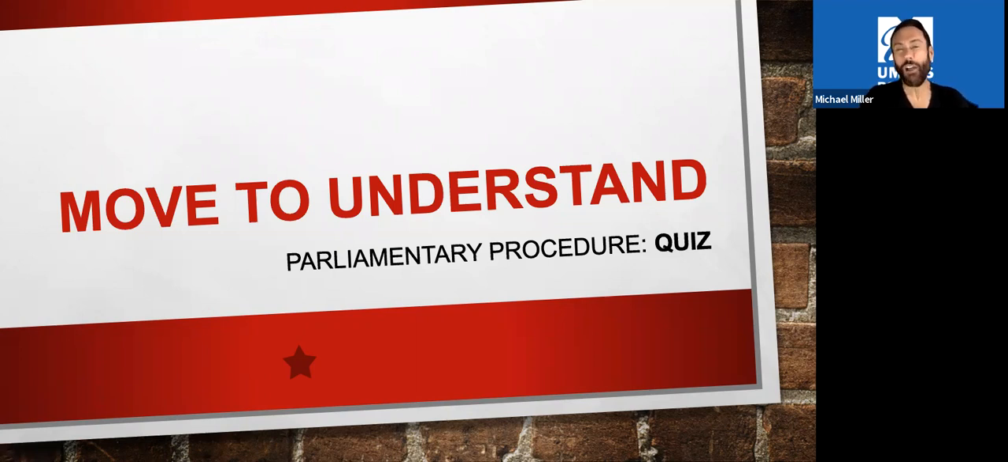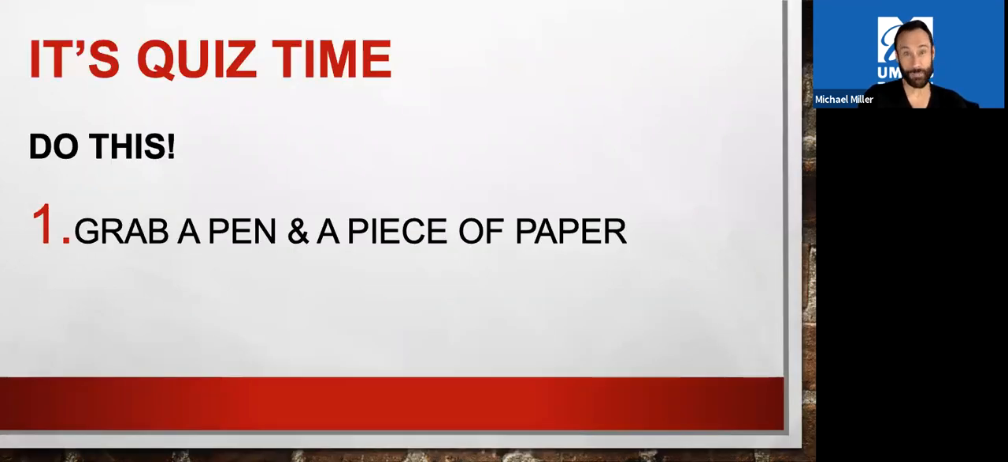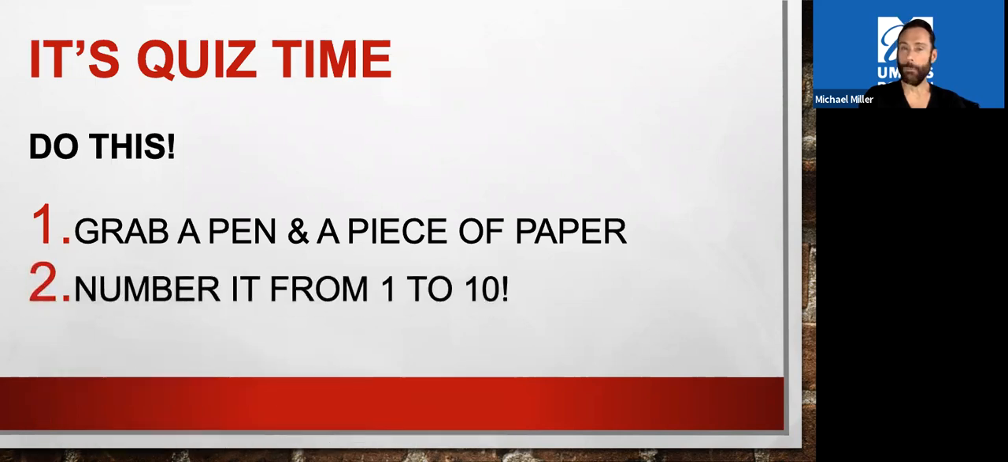This is when you find out how well you learned the material in the previous videos. So here's what you need to do. You're going to get a pen and a piece of paper. And once you have that ready, number that piece of paper from 1 to 10. We're going to do 10 questions. You get 1 point for every right answer and an extra point if there's a bonus. So get ready to go.